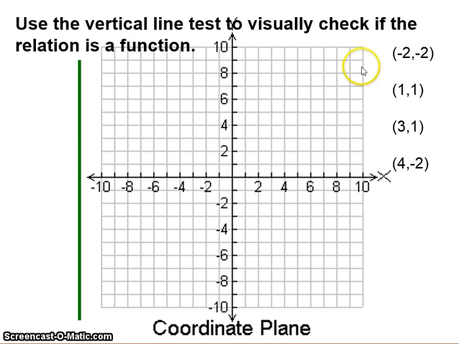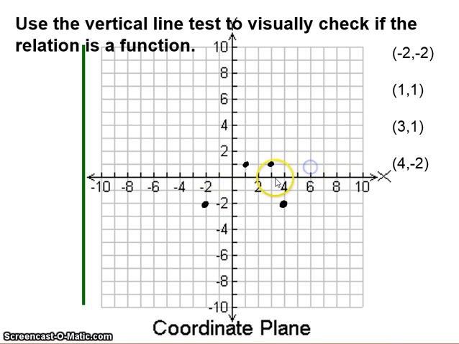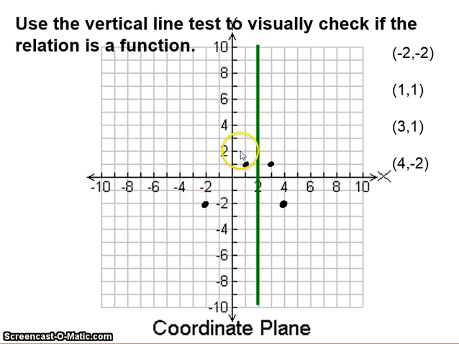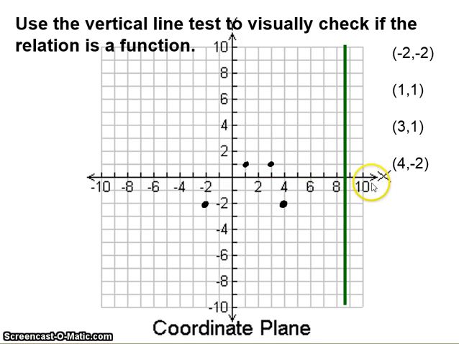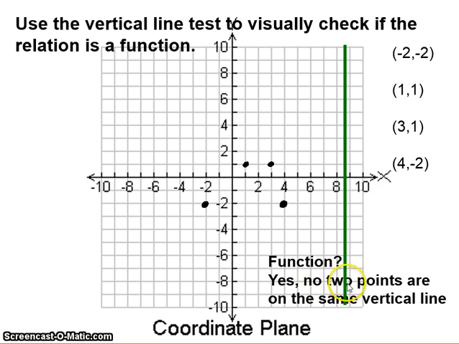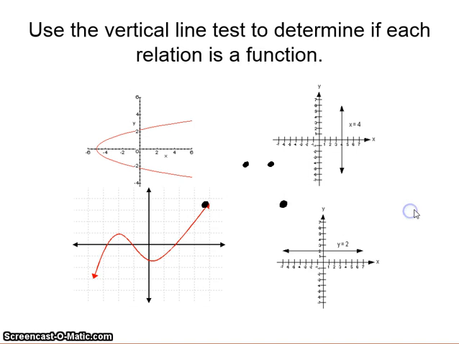Let's look at another one like that. Let's graph -2, -2, 1, 1, 3, 1, and 4, -2. And we'll slide that line across and visualize, is it touching at more than one spot at the same time? So when it gets here, it's only touching once, once, once, once. So it passed the vertical line test. So is it a function? Yes, because no 2 points were on the same vertical line. And you can see from the ordered pairs, there were no repeated inputs.